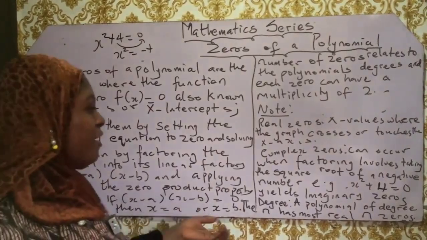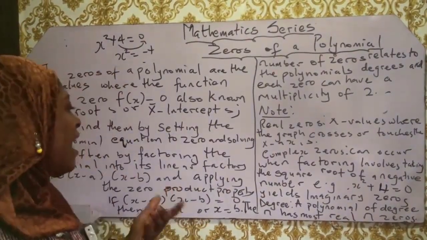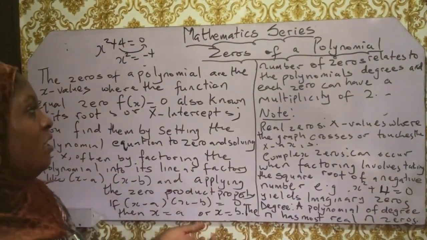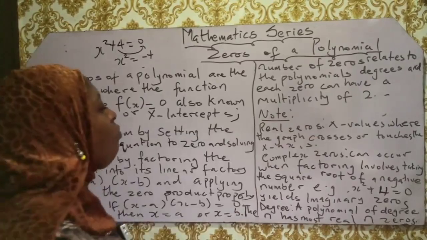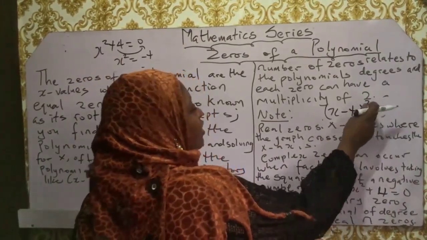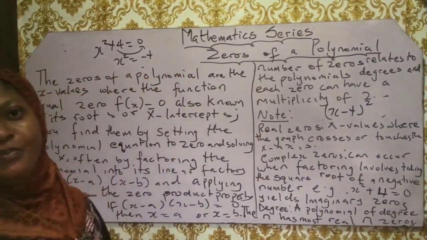We also have degree. Of course, we know that a polynomial of degree n has at most n zeros. For example, what we said here, where we said x minus 4 to the power of 2, the degree is 2.